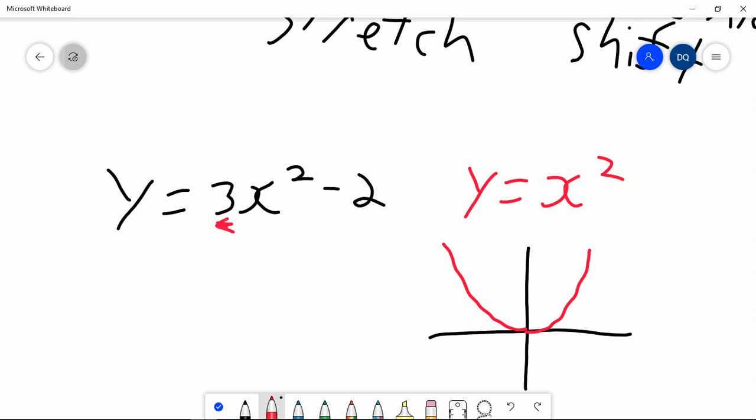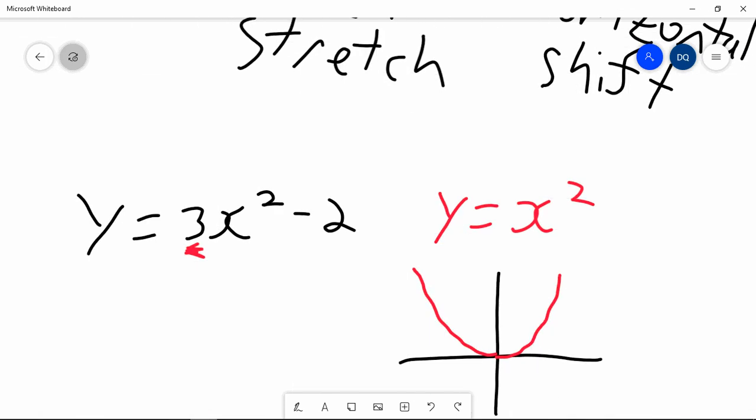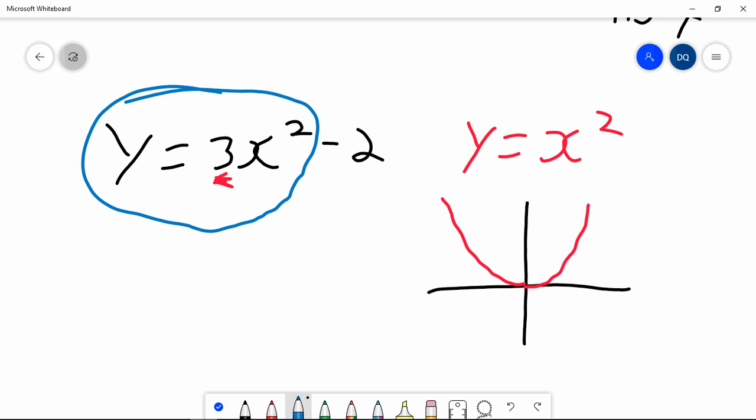The 3 that you see here is a vertical stretch. That means that each point is stretched vertically by a factor of 3. So in blue, I'm going to pretend that there's no minus 2 there. I'm just going to look at y equals 3x squared. It's going to look just like y equals x squared, except it's going to be 3 times as high at any point. Notice they have the same origin because if you multiply 0 by 3, you just get 0. But instead of going up 1, it goes up 3. Instead of going up 9, it would go up 27. It's 3 times as high.